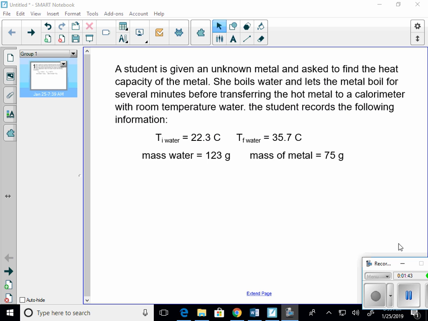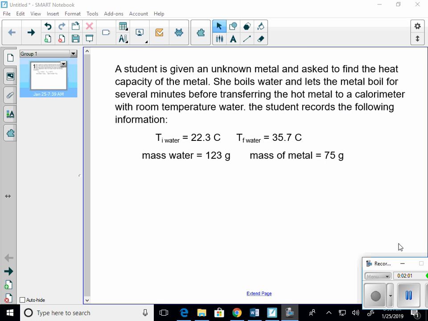So what the student's trying to do is find the heat capacity of a metal. By the way, any pure element on the periodic table, we know the heat capacity for it. On the back side of your periodic table that we gave you, it actually tells you the heat capacity for these different elements. So you can almost identify an element by its heat capacity.